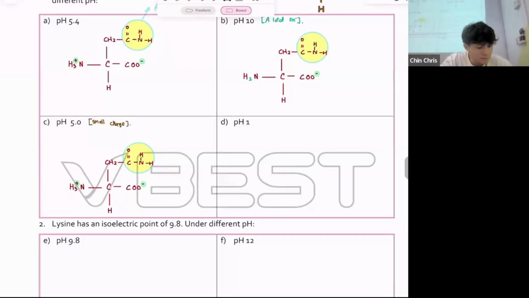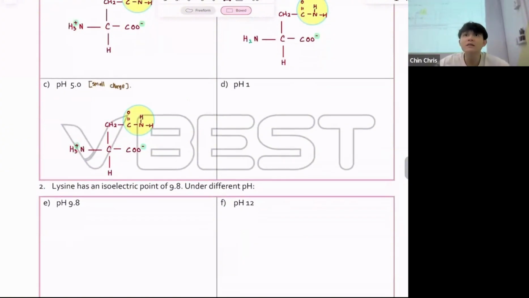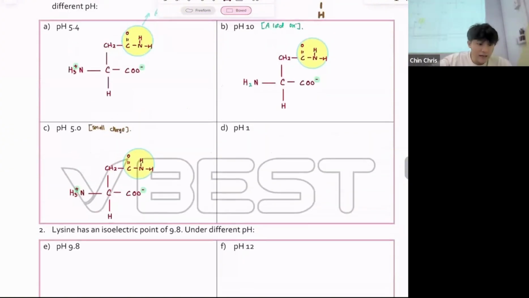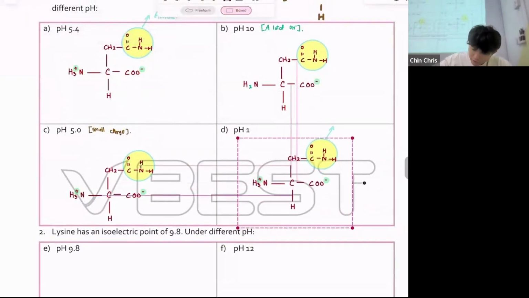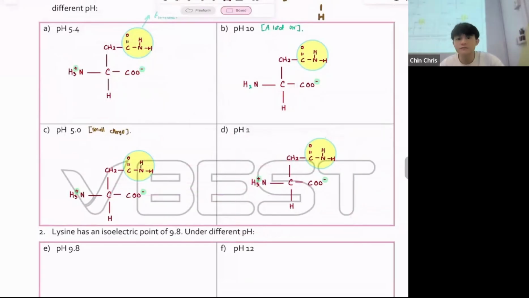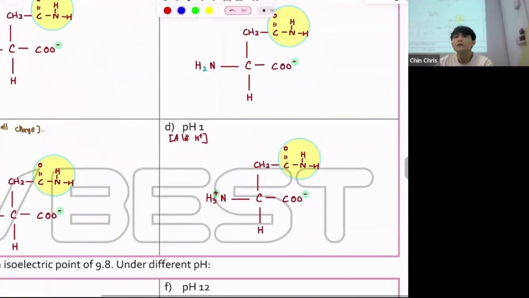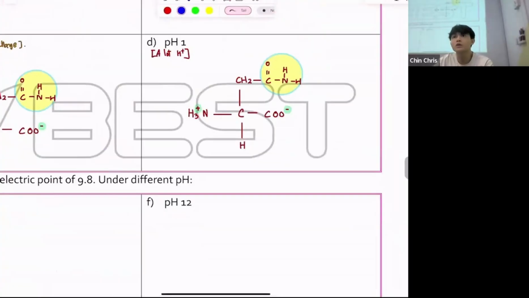Clear? All right, guys, pH 1, how? Guys, if you put it under pH 1, it's still the same. Why? Okay, although there's a lot of H plus, the H plus will not go into this position. Can anyone tell me what's the reason? Why your H plus will not protonate your NH2 on top?